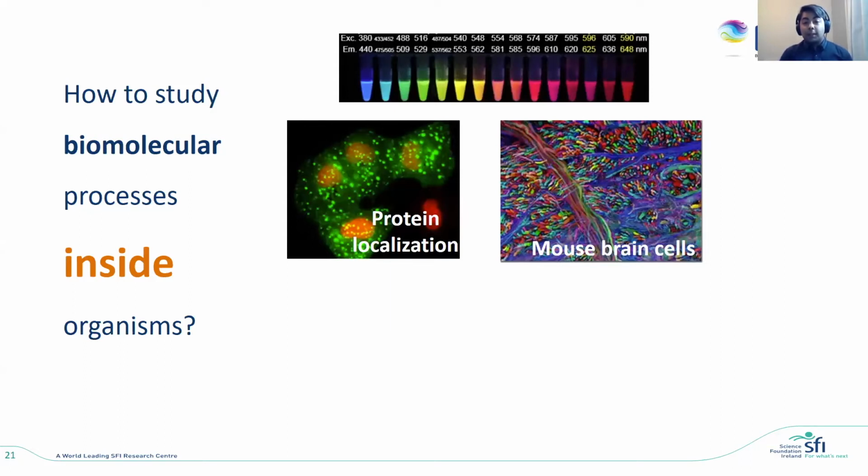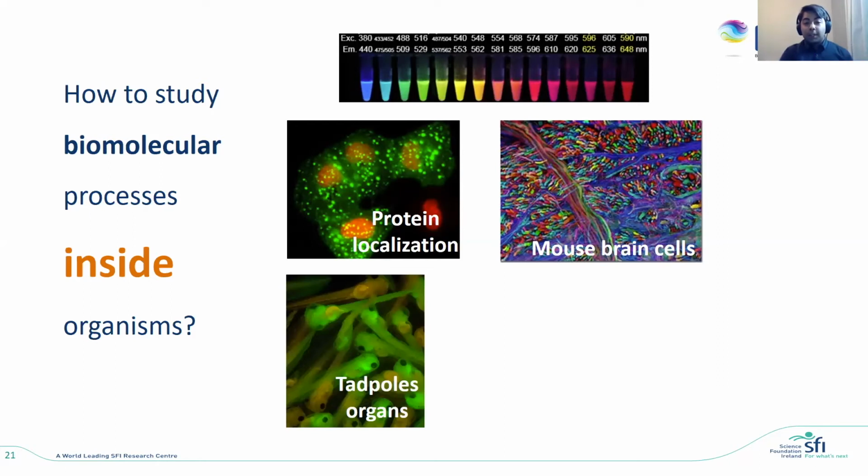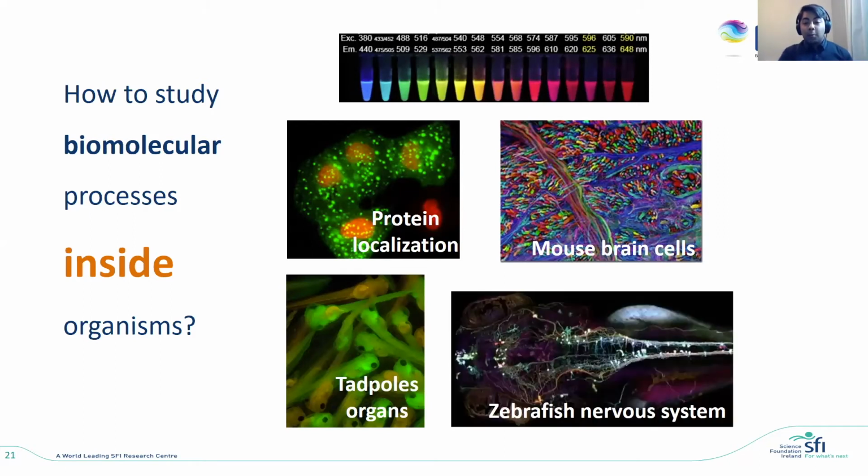We can make the organisms produce several types of proteins of different colors and track these proteins. For example, inside a cell, or if we go to a bit bigger size, we can label the cells of a mouse brain, one type of each color. We can even probe the organs of an organism or map the entire nervous system of a zebrafish. And all of this was possible because of a technology that is the green fluorescent protein.